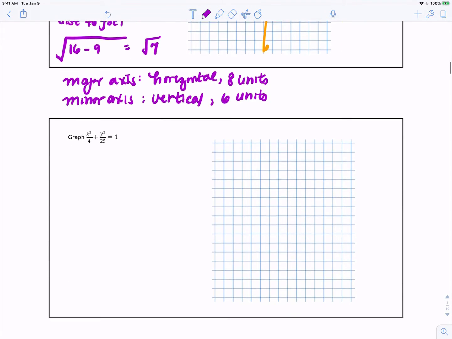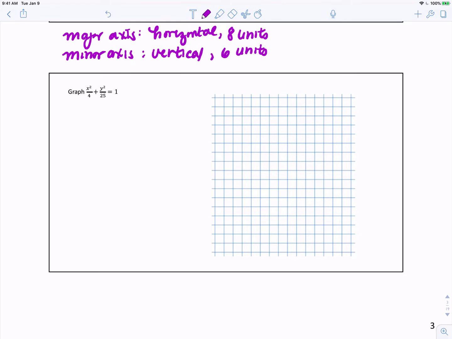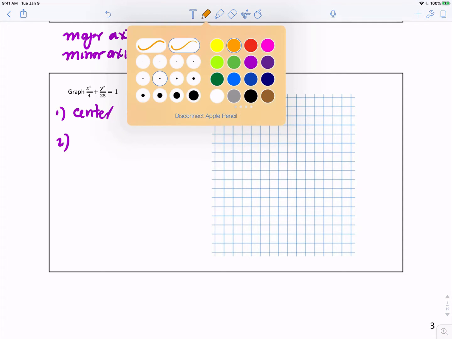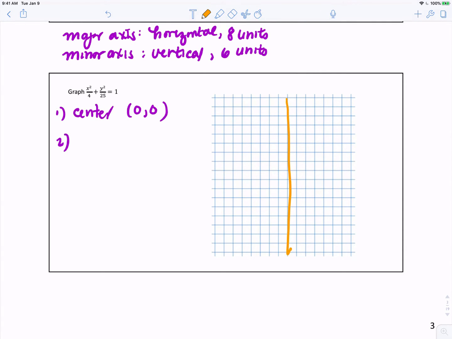Okay, let's try another one. X squared over 4 plus y squared over 25 equals 1. So again, we're going to find the center. The center coordinates are the numbers being subtracted from x and y. And again, in this example, we can see that nothing is being subtracted from x and y. I didn't mean to label that as the vertex. I meant to label that as the center. So we have an ellipse that's going to be, again, centered at the origin. So we'll get started with our graph, and there's the center.